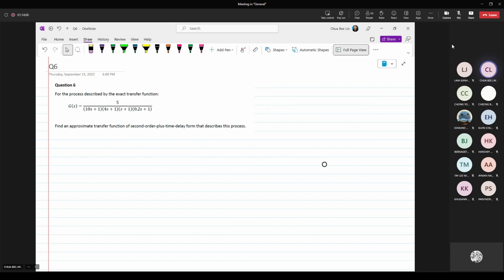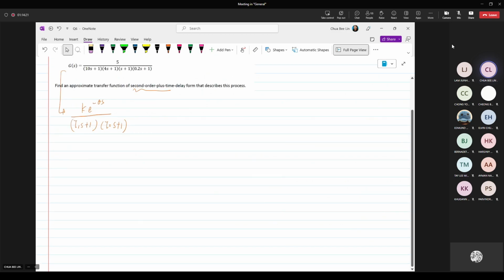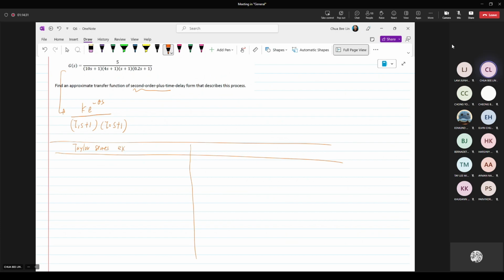So this one, they want K e^(-theta s), second order. So you'll be having (tau 1 s plus 1)(tau 2 s plus 1). So I will be having two approximation methods for you to do as a revision. One is Taylor series expansion, and the other one is the Skogestad half rule.